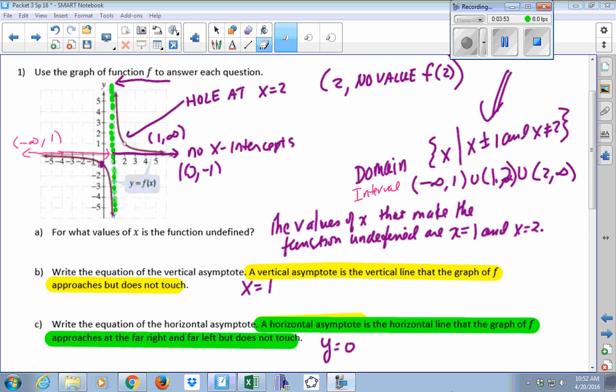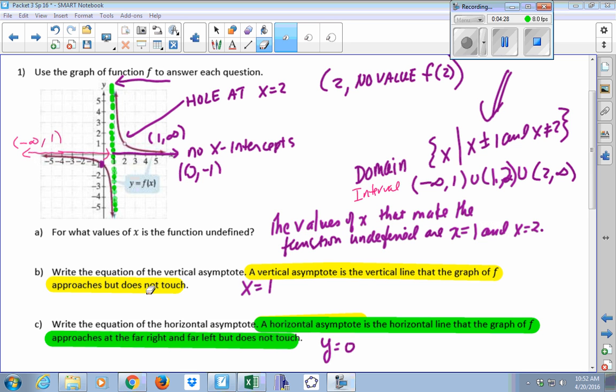A vertical line that the value of my function approaches, but it never touches that vertical line, is called a vertical asymptote. That's a new word for your glossary, so to speak. That's a new term that we haven't talked about yet. So a vertical line that your function approaches but never touches is called a vertical asymptote. And as we know, all vertical lines have this form, x equals a constant. So in this case, the constant's 1, because the line goes straight through, x is 1.